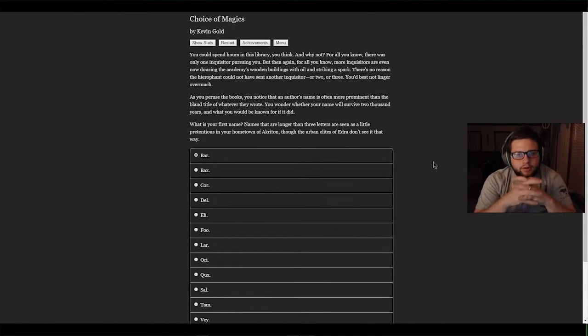You could spend hours in the library, you think, and why not? For all you know, there is only one Inquisitor pursuing you, but then again, for all you know, more Inquisitors are even now dousing the Academy's wooden buildings with oil and striking a spark. There's no reason the Hierophant could not have sent another Inquisitor, or two, or three. You'd best not linger over much. As you peruse the books, you notice that an author's name is often more prominent than the bland title of what they wrote. You wonder whether your name will survive 2,000 years, and what you would be known for if it did.